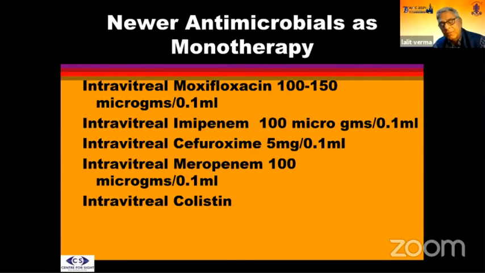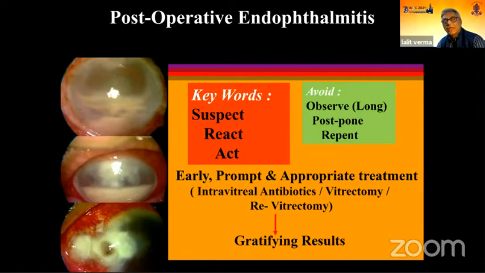And newer antibiotics are coming up which can be used in resistant cases. So thus, keywords are always be on the guard, suspect, react, and act very fast if you want good results, either by injections or by vitrectomy or sometimes revitrectomy. This can yield good results in a lot of these unfortunate eyes.